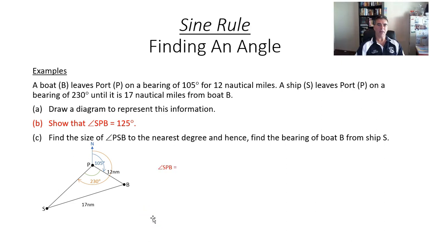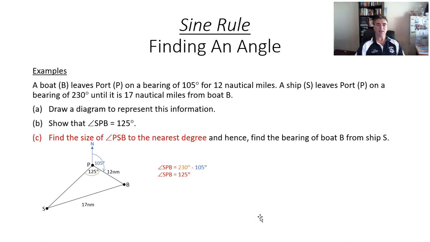So angle SPB, it's that 230 degrees all the way around, and then we're going to subtract the 105 degrees from boat B, and we've just shown that this angle in here is 125 degrees. So let's put it in there. It's in our diagram now, so we don't forget about it. And we've just done part B, and I've just got rid of some extra information there so that our diagram looks a little bit cleaner. What you could do is draw a separate diagram within your working so that you have less markings on it, so it doesn't become too messy.